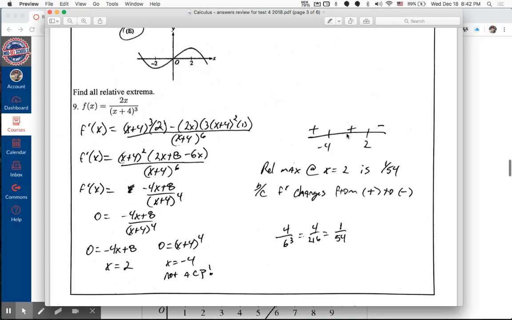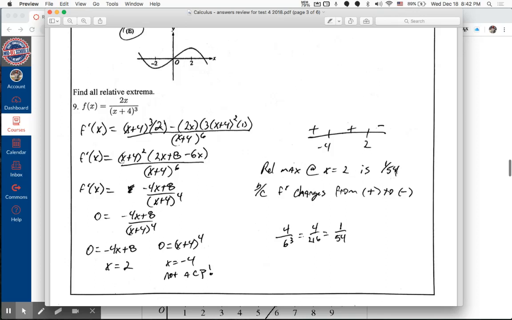So left of 2 is going to be 0. So I plug 0 in. My denominator is always going to be positive because I have an even exponent. On the top, if I put a 0 there, that's going to make it positive. So I'm positive here. I plug in 3. 3 here is going to make my top negative. So that's negative. My derivative changes from positive to negative. So that means f has a relative max at x equals 2.